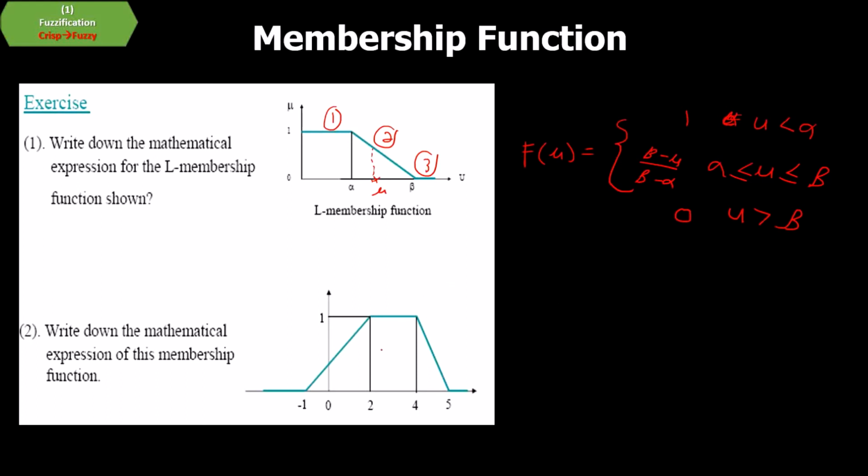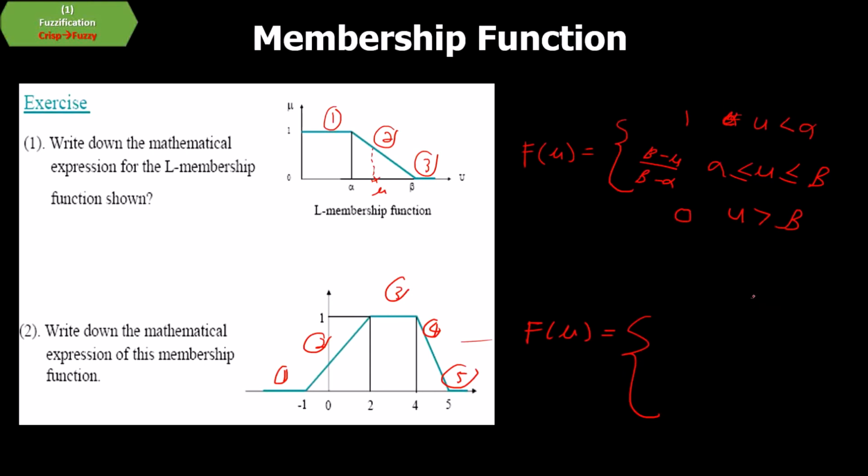For the second exercise, this is for this membership function. We have 1, 2, 3, 4, 5, so we have 5 parts. Let's say the same thing, the function with respect to the universe of discourse, we divide this into 5 parts.